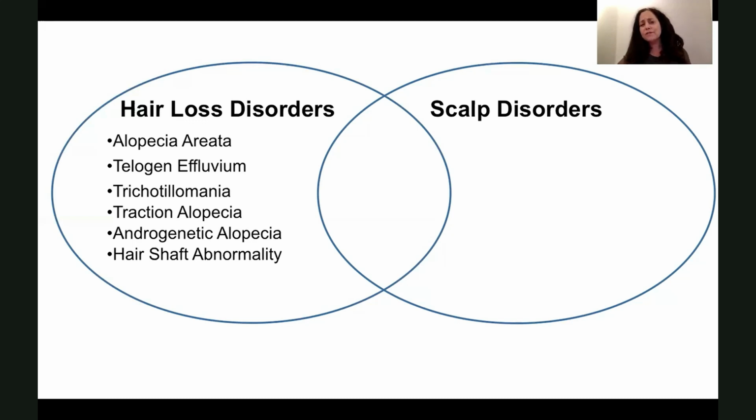And there's also some hair shaft disorders that we know have an abnormality. We can see the hair shaft abnormality under the microscope, but we don't know the particular genetic cause of that, or if in fact it is genetic versus random.